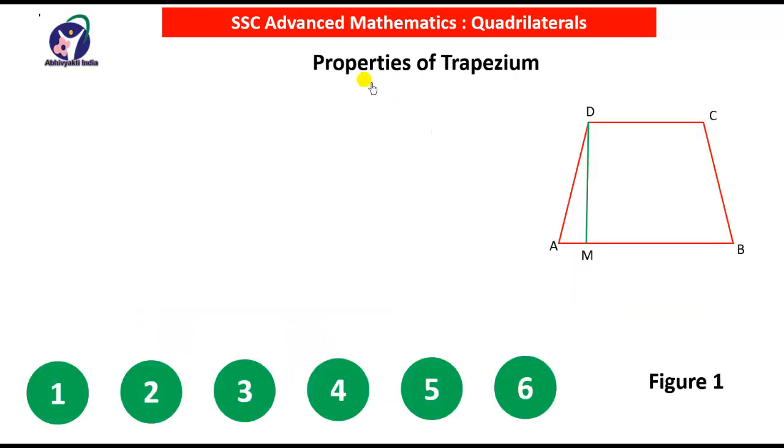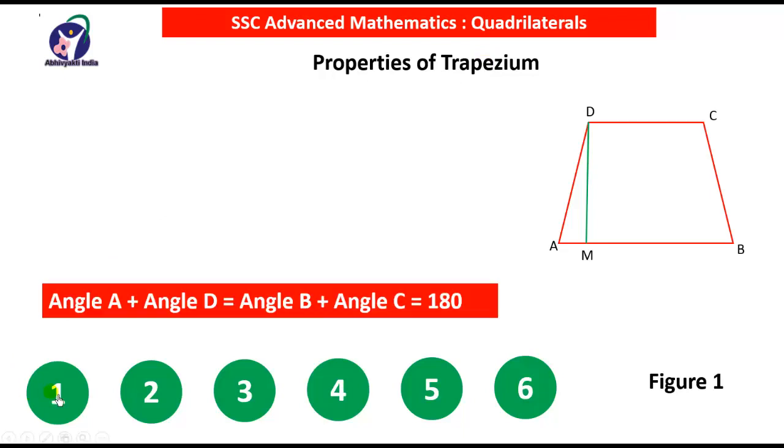Now let us see the properties of trapezium. Here is the first property: angle A plus angle D is equal to angle B plus angle C is equal to 180 degrees. ABCD is a trapezium. AB is parallel to DC, and AD and BC are non-parallel sides. Then angle A plus angle D will always be equal to 180 degrees.